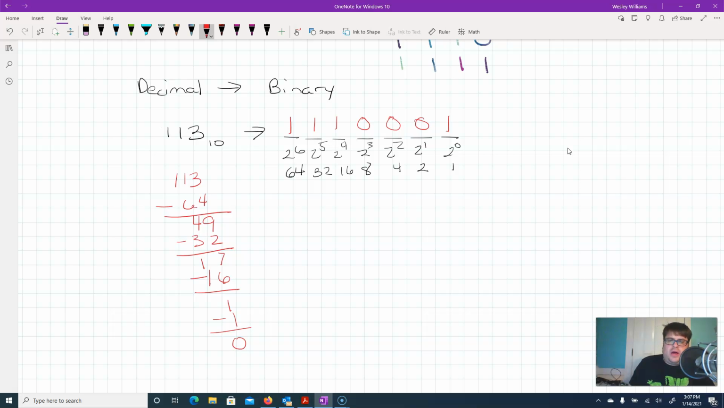All right, and so now this is the binary representation of the number 113. Really all we're doing is subtracting out the place values, starting with the biggest place value and subtracting those out.